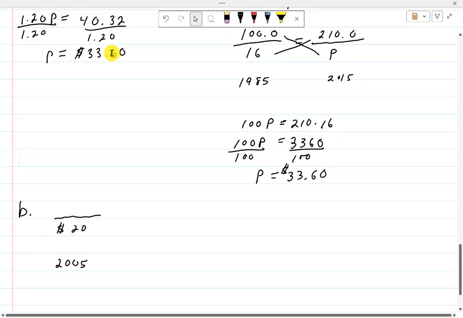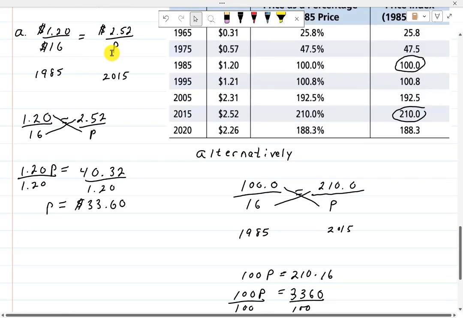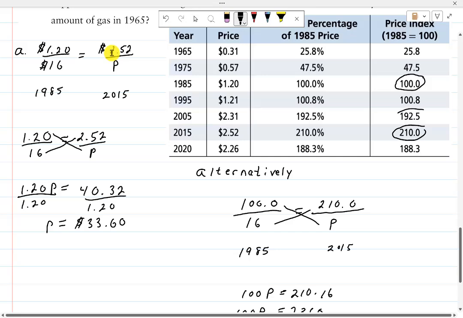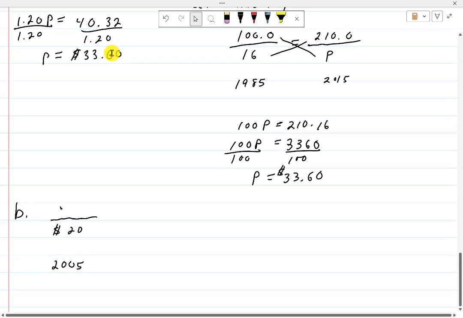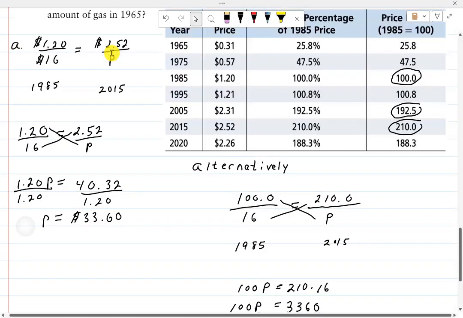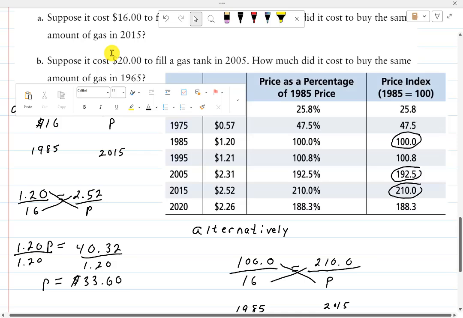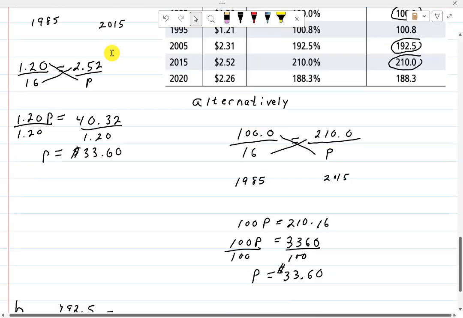So you can choose the dollar price or the index value. Let me look. I'm going to use the index value for 2005. So I'm going to use 192.5. And then 1965. We don't know how much it would have cost, so I'm going to put P for how much the price was. And then let me go to the table. The price index for 1965 was this, 25.8.